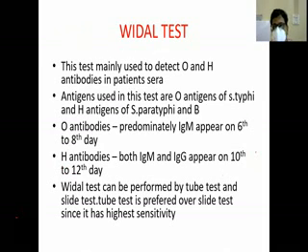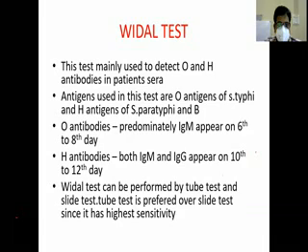And as you know, these are the common tests we do, antigen antibody agglutination. There's the WIDAL test. This is mainly to detect O and H antibodies in patient serum. The antigens used in this test are O antigens of Salmonella typhi and H antigens of Salmonella paratyphi A and B. O antibodies, predominantly IgM, will appear on the 6th to 8th day. This is important. H antibodies, both IgM and IgG, appear on the 10th to 12th day.